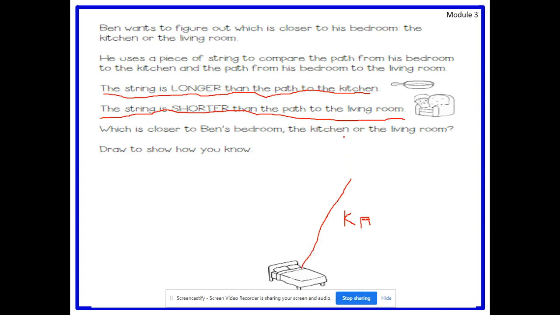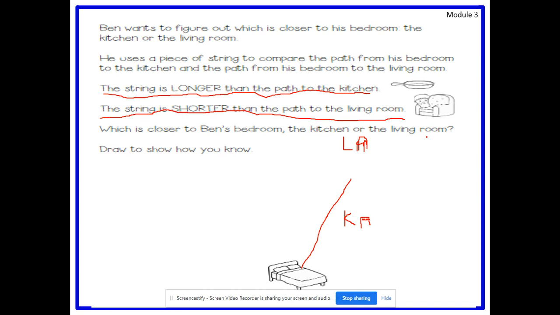So we can go ahead and draw our living room up here. Go ahead and put an L for living room. And you could just draw a little couch, or you could just leave the L for living room. And you see how now the string is shorter than the path to the living room because it doesn't reach, so it's shorter. So now it says, which is closer to Ben's bedroom, the kitchen or the living room?